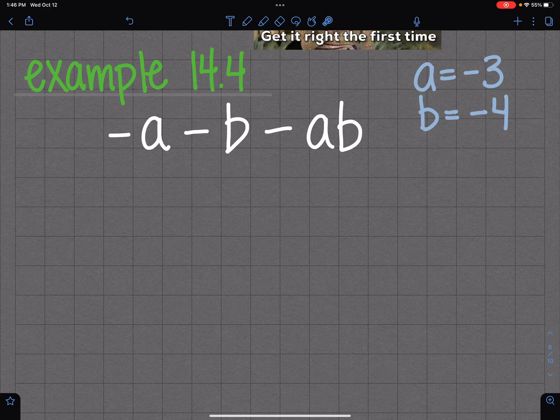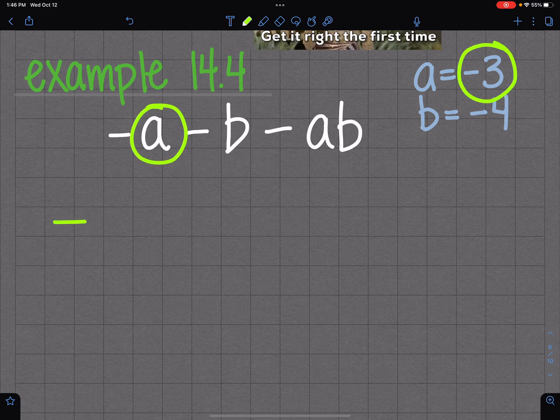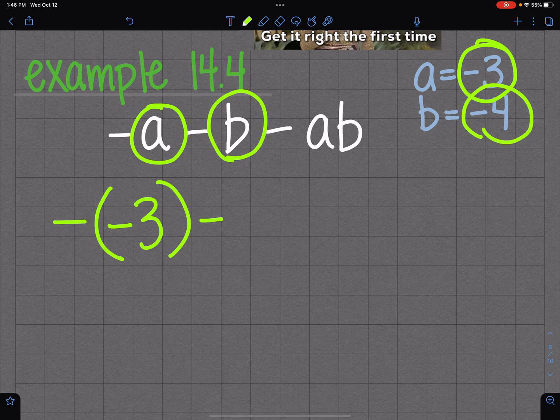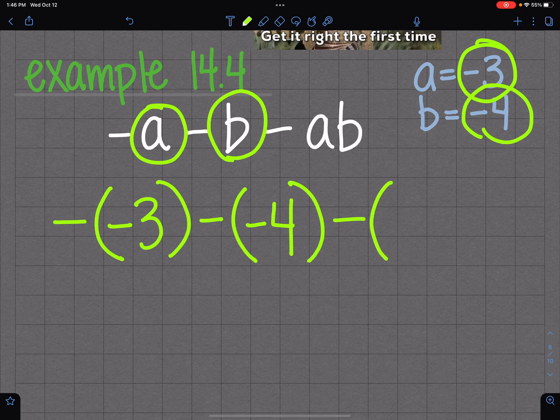Okay. Oh, now look what they're doing to us. Look. We have negative numbers, plus we have to figure out order of operations. Let's start by just plugging everything in. So this is negative a, which is a negative 3. So I'm going to plug that in. Minus b. B is going to be negative 4. Minus a, which is negative 3. And b, which is negative 4.